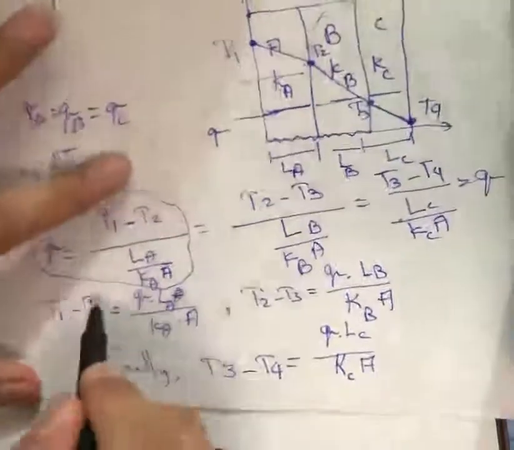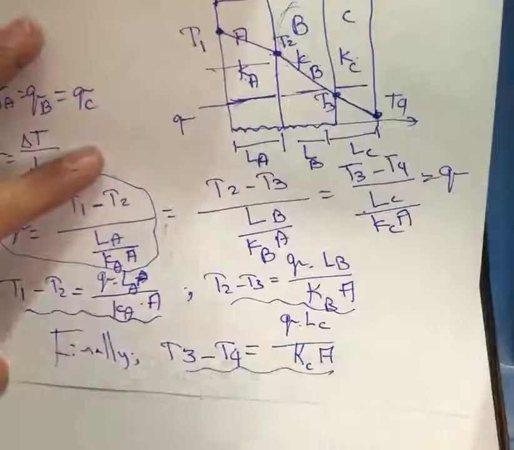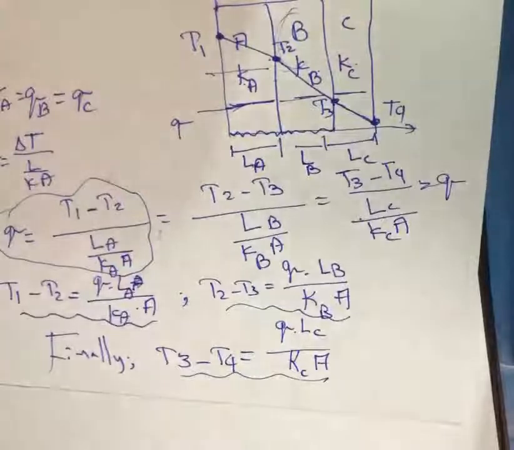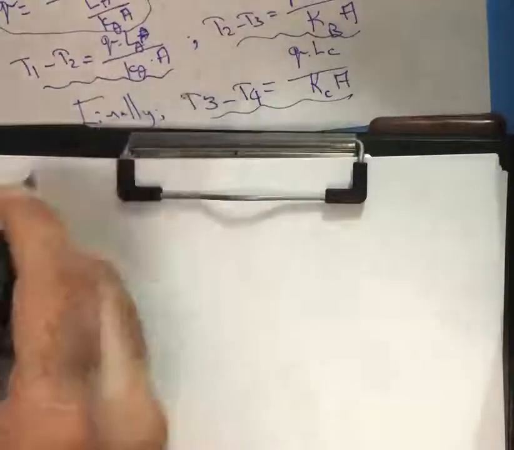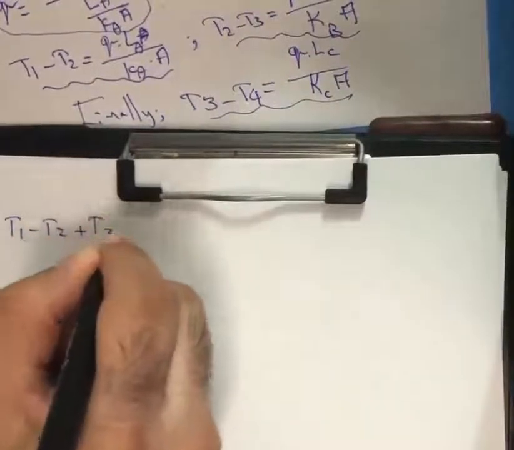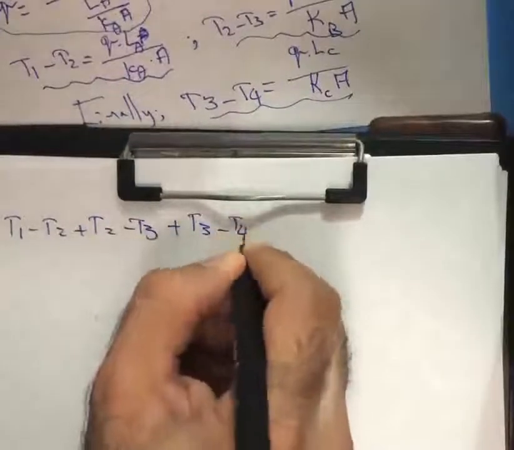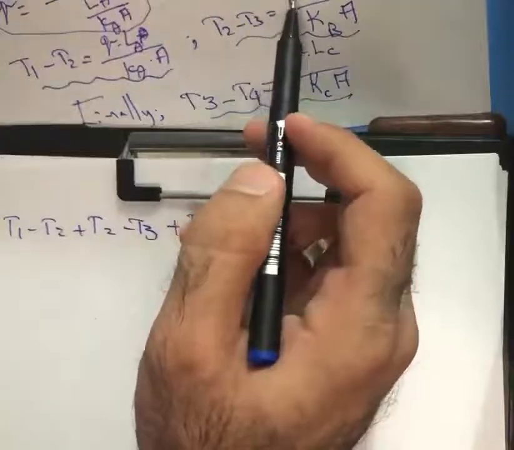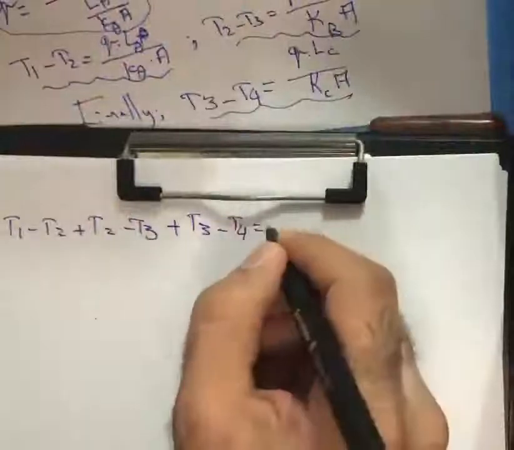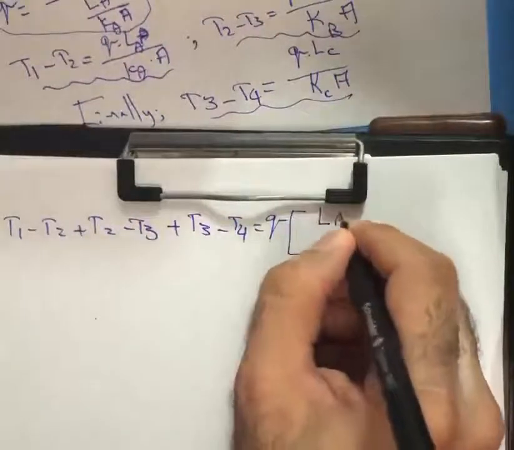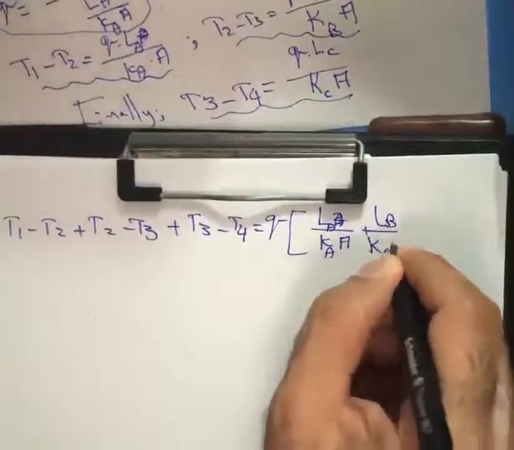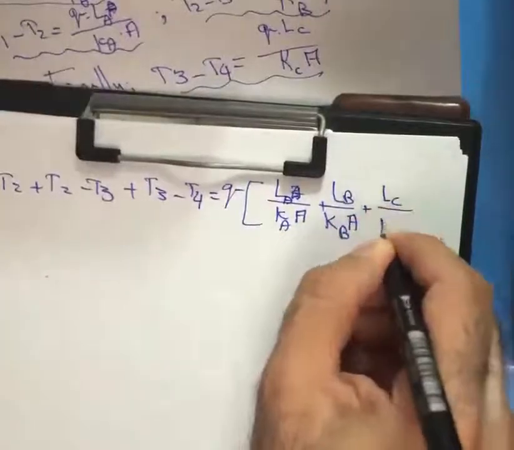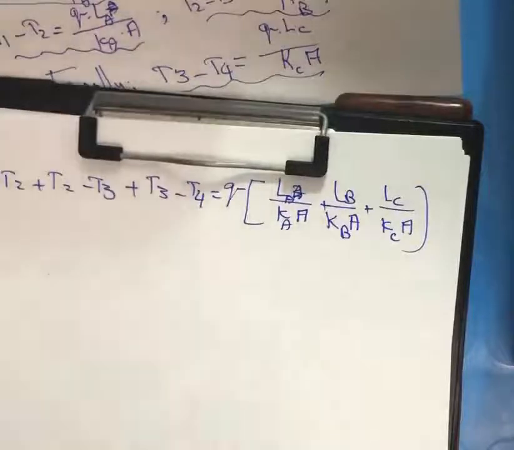Now I have three equations. I have this equation, and this equation, and this. All I have to do now is add each equation to the others. If I add them, then I will get the following: T1 minus T2 plus T2 minus T3 plus T3 minus T4 equal to, as we illustrated, the heat transfer Q is constant through the composite wall, so I can take it as a common parameter. And here I have L of A divided by Ka multiplied by the area, plus L of B divided by the thermal conductivity of B multiplied by the area, plus L of C divided by K of C multiplied by the area. Now, after that, we will do the following.